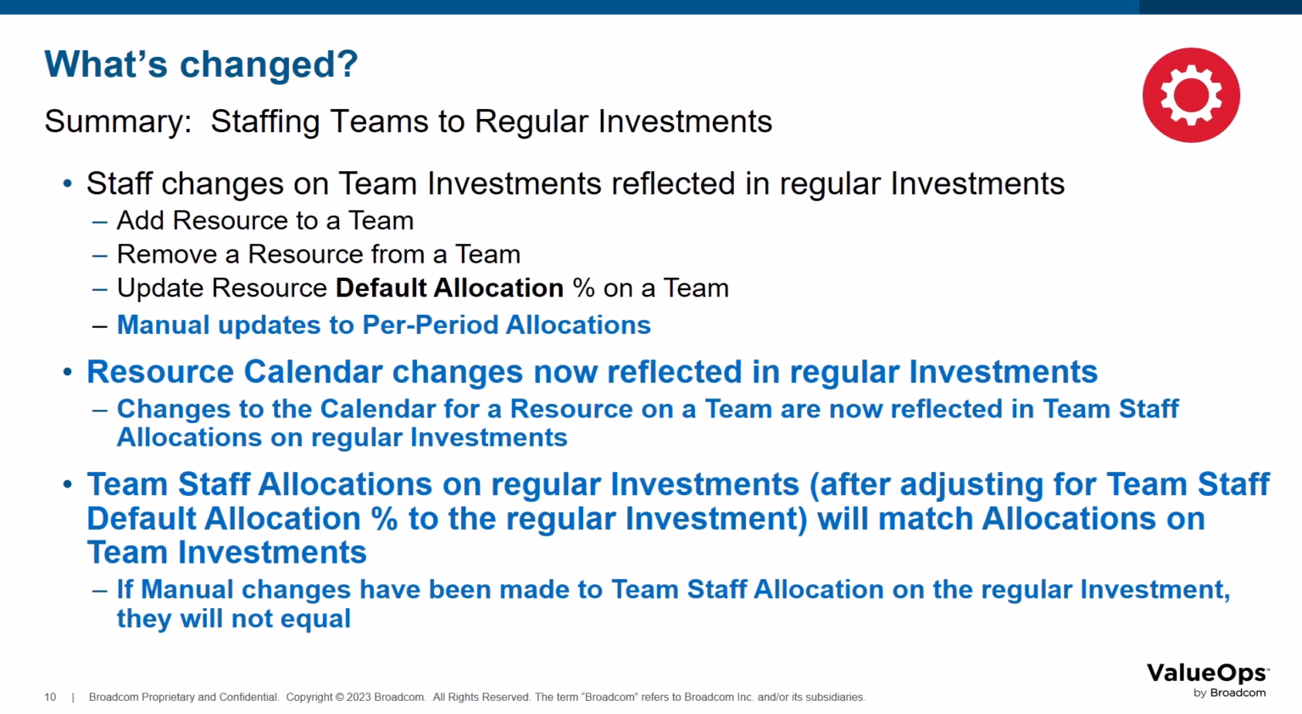Because of this change in calculation, the team staff allocations on regular investments are now going to match the allocations in total for the team investment, unless you update manually the allocation on the regular investment for that team resource. After upgrade, any existing team data that you had will automatically reflect all of these changes, and any new data that you create will also have this new behavior.